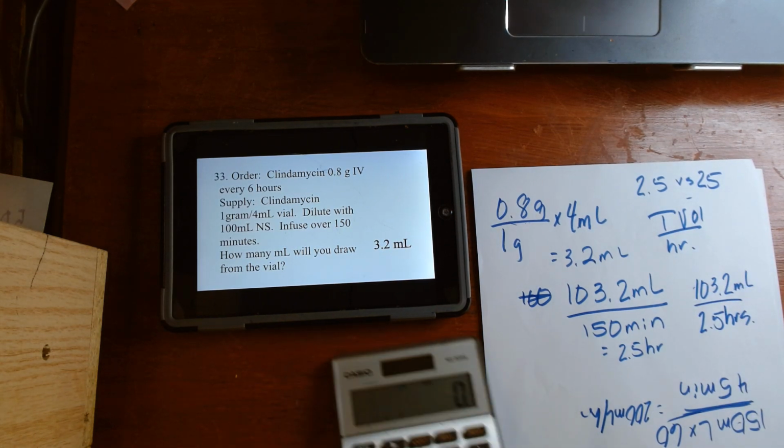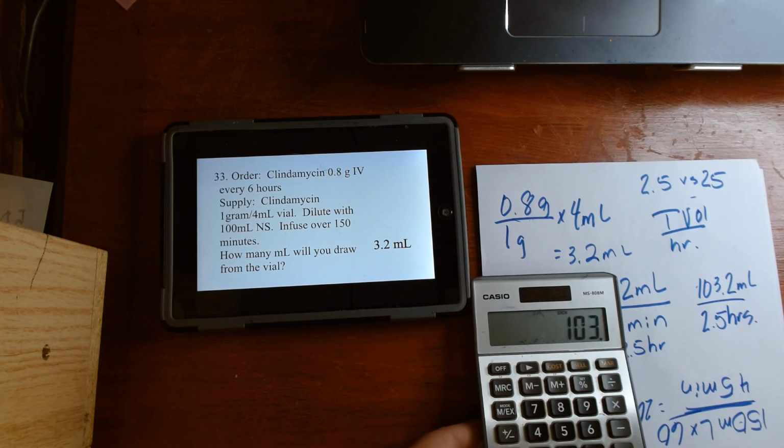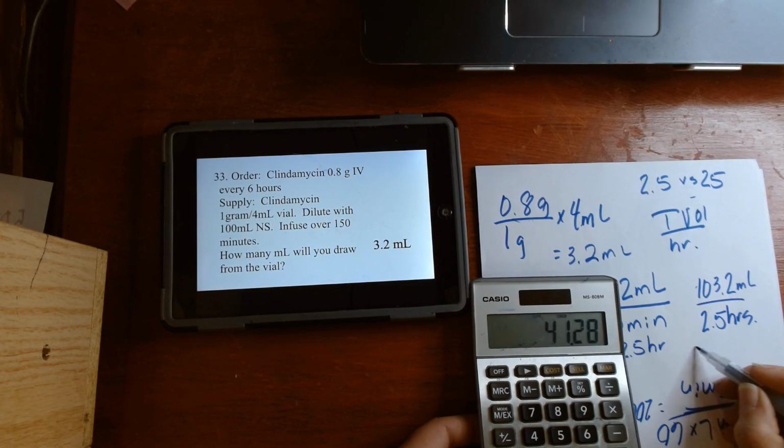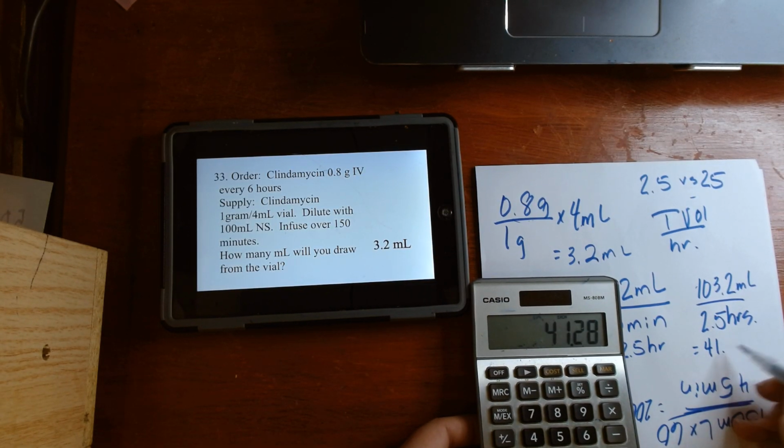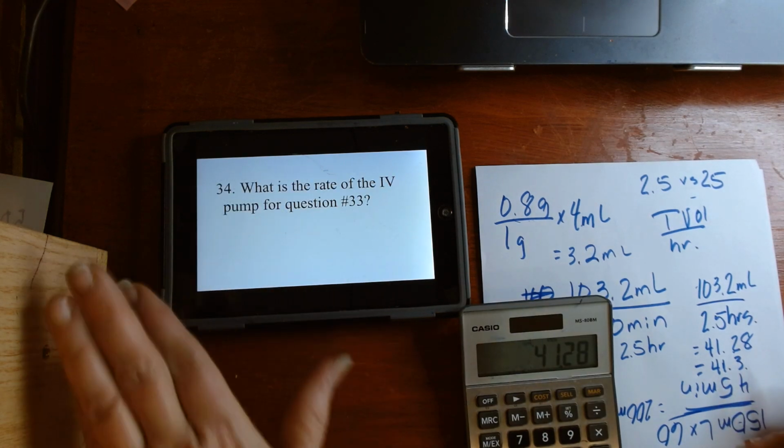So get your handy dandy calculator. 103.2 divided by 2.5 equals 41.28. That 8 will make that 2 a 3. 41.3.